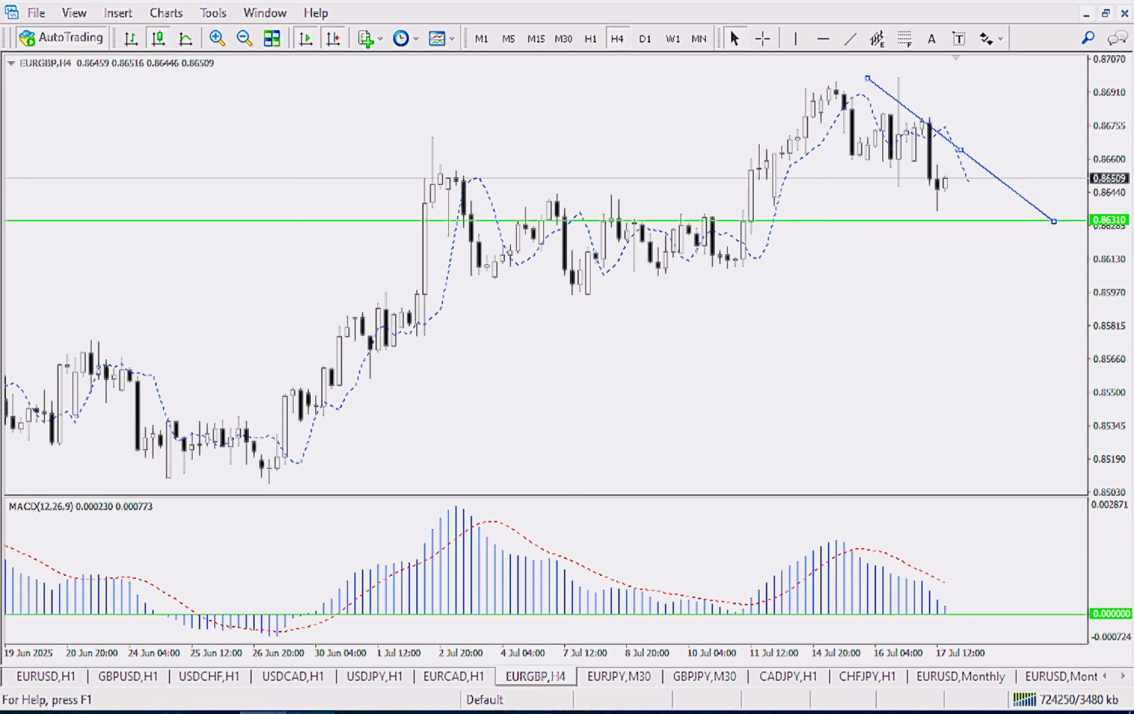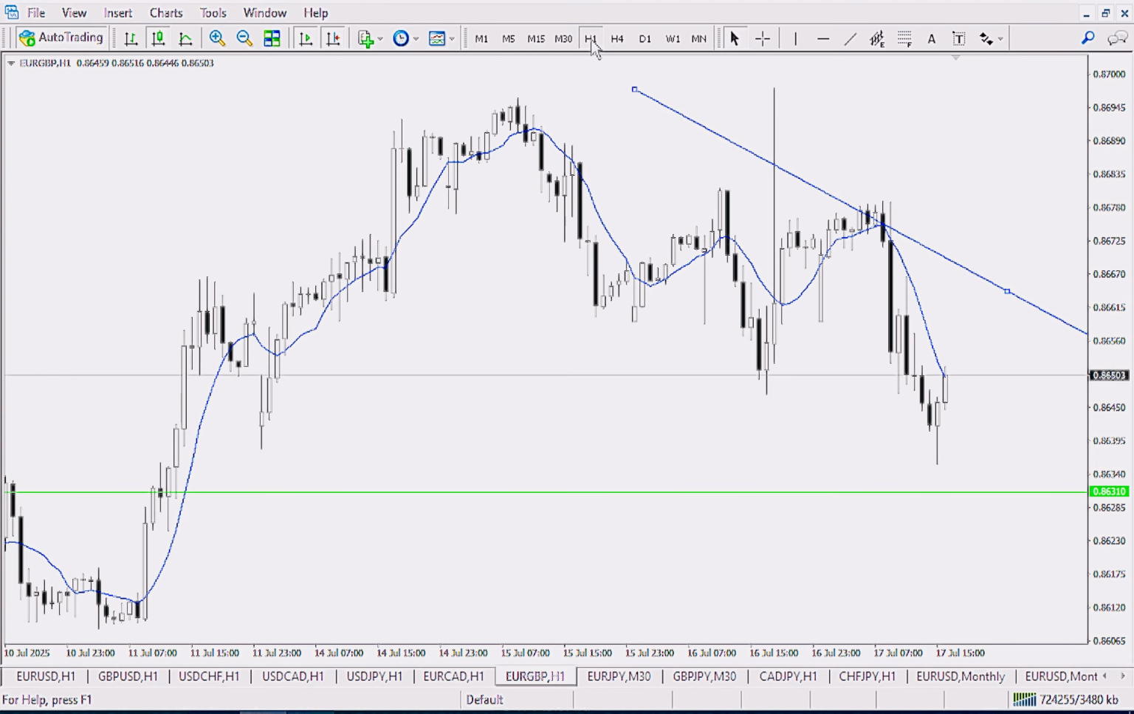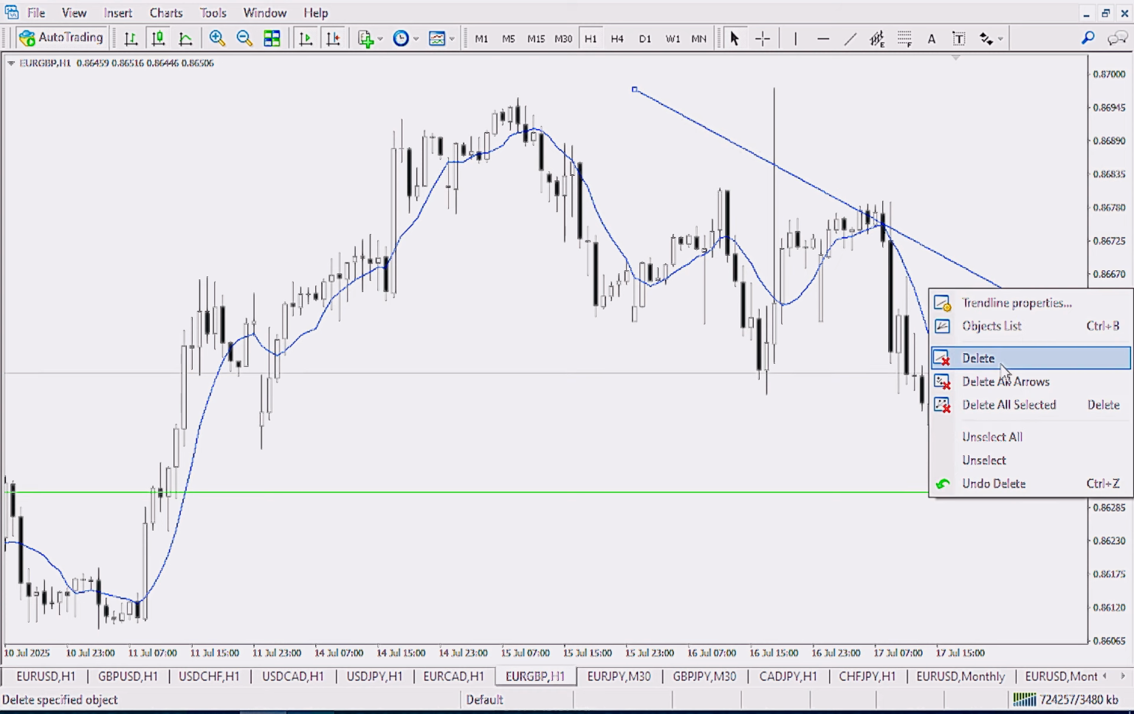However, we are going to target the minimum possible movement, and how exactly we are going to enter is something I'm going to show you at 1-hour time frame. So let's go to 1 hour. Here we are on the 1-hour time frame, and I have plotted this line which is totally irrelevant. I have to delete this.